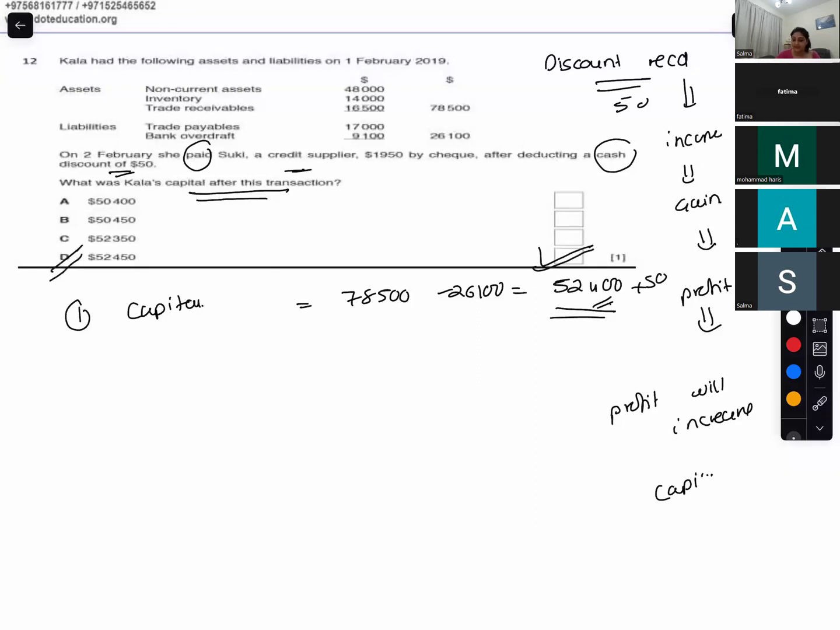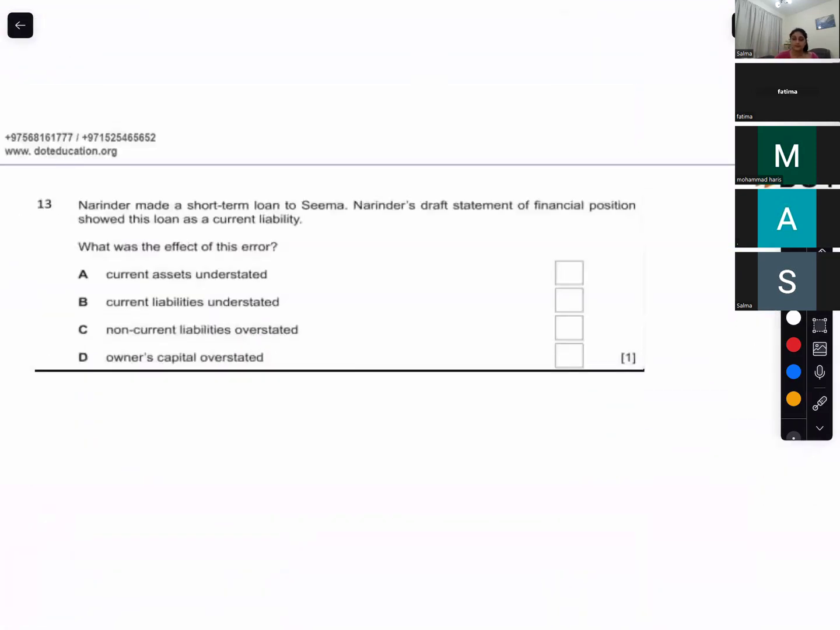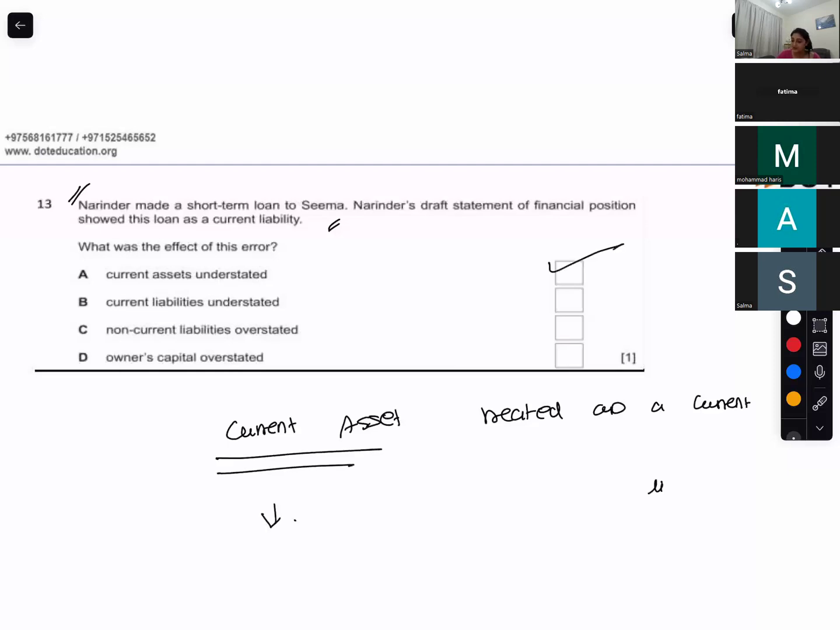Mahat, please go to the next one. Narinder made a short-term loan to Seema. Narinder's draft statement of financial position showed this loan as a current liability. What was the effect of this error? First of all, this would be recorded as a current liability instead of a current asset. A current asset is treated as a current liability. So this means current assets are understated.